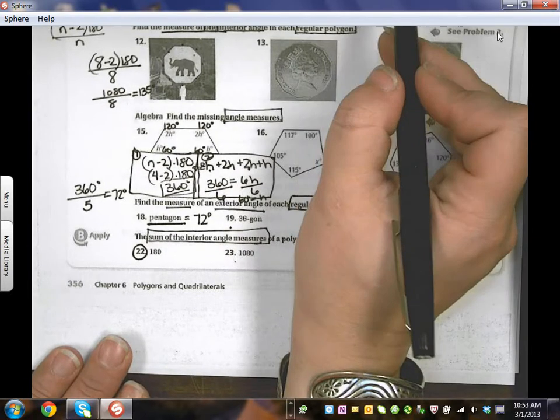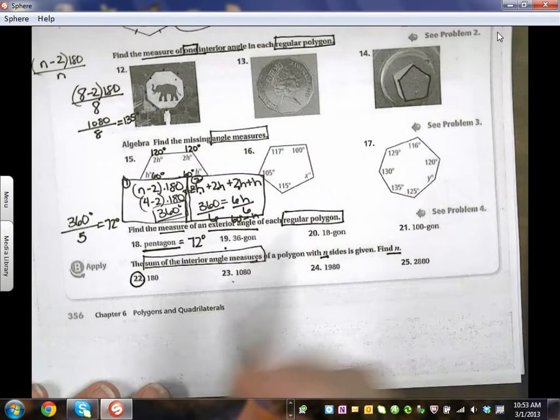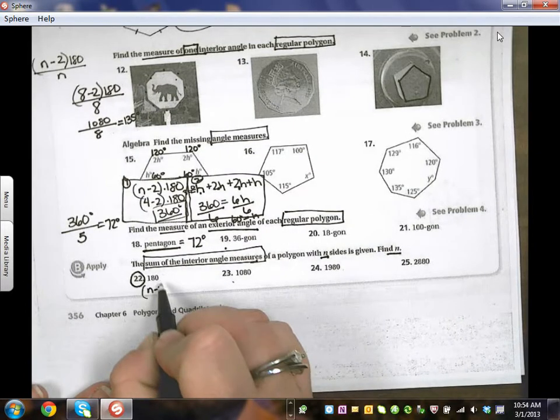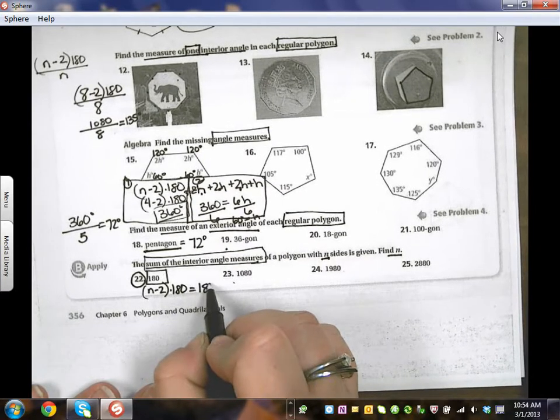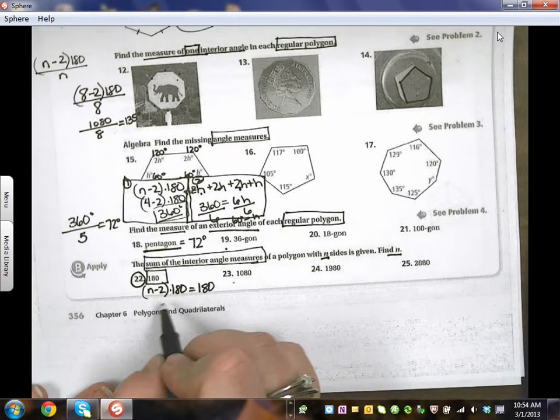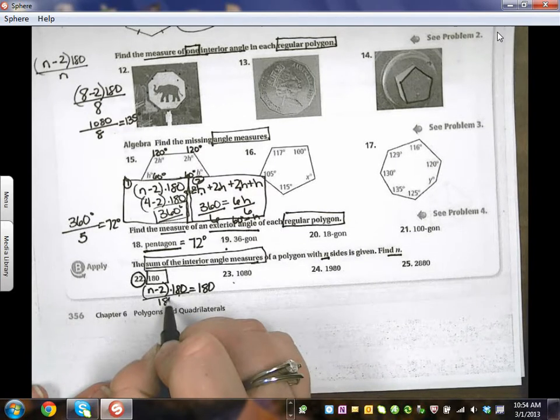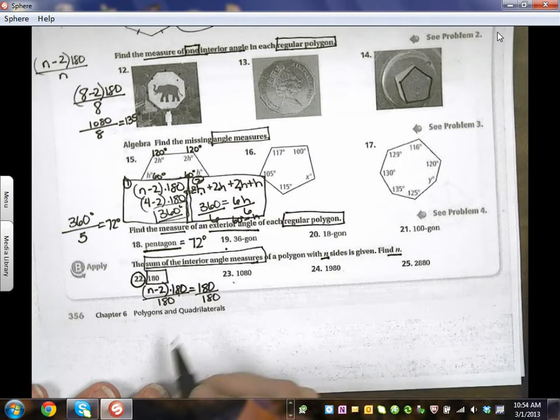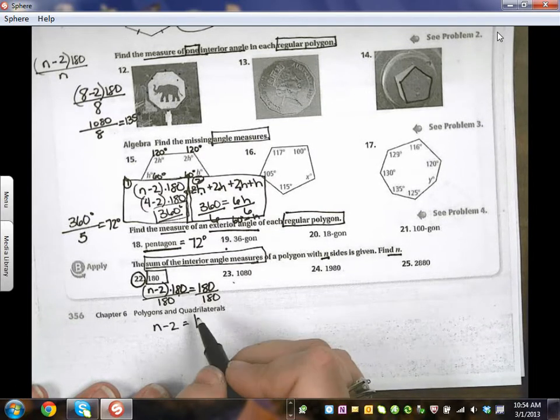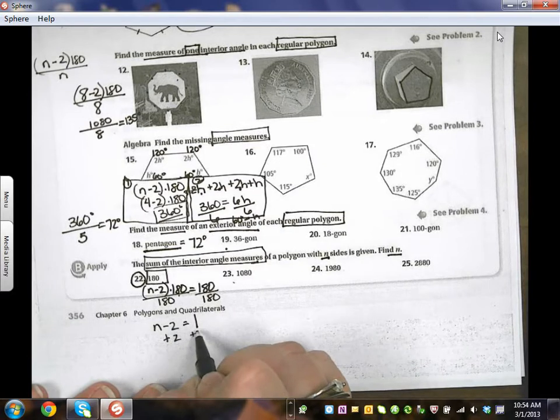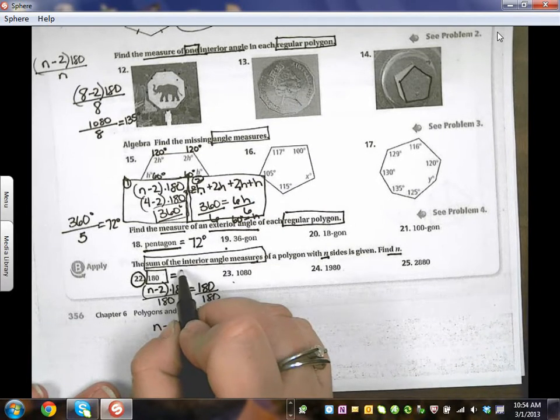So we want to look for the sum of the interior angle measures theorem. That's this one up here at the top. So (n minus 2) times 180 equals, what did they tell me it equals? 180 degrees. Well, I could distribute 180, or I could just divide by 180. Then I know n minus 2 equals 1, because 180 over 180 is 1. I add 2 to both sides, and we know n equals 3. So my number of sides is 3.